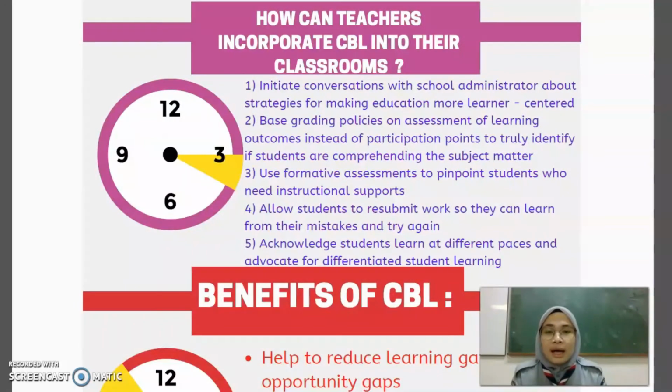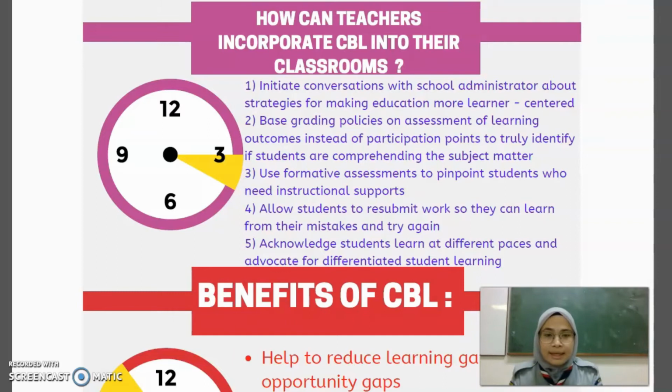Next, I will talk about how teachers can incorporate CBL into their classroom. First, initiate conversation with school administrators about strategies for making education more learner-centered, because learner-centered approaches offer the best experience for the learners. It has them engage with the teacher, content, and other learners.